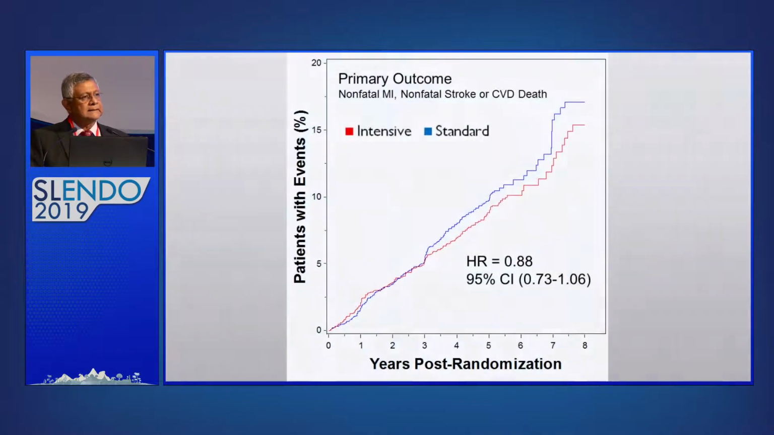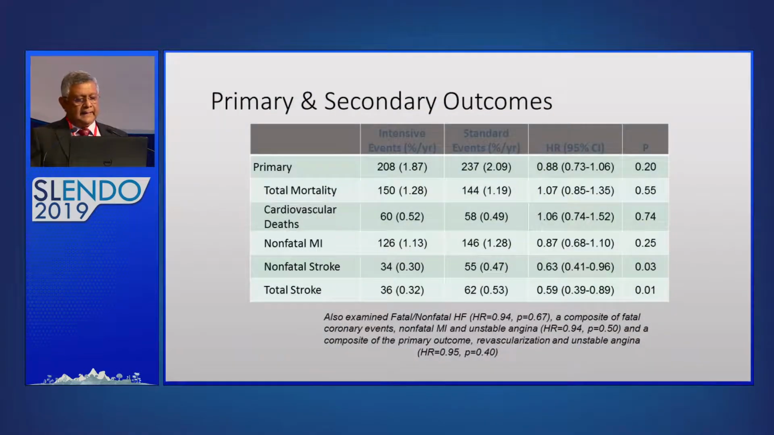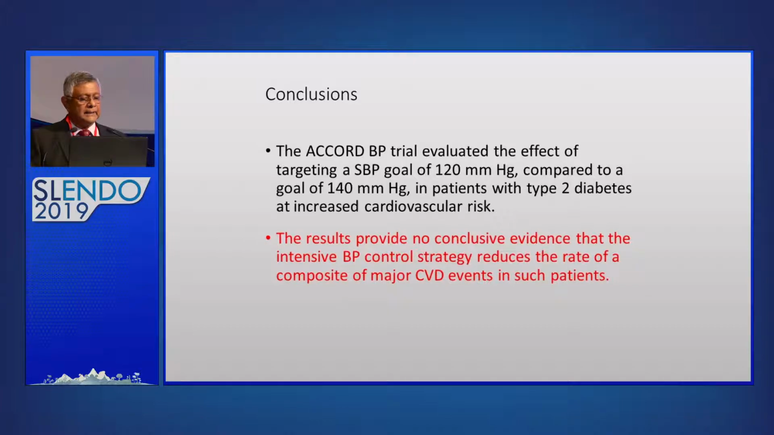The results show there was no statistically significant difference between these two groups in reducing cardiovascular events. Except for stroke, other events were statistically not significant. So they concluded the results provided no conclusive evidence that the intensive blood pressure control strategy reduces the rate of the composite of major cardiovascular events in these patients.